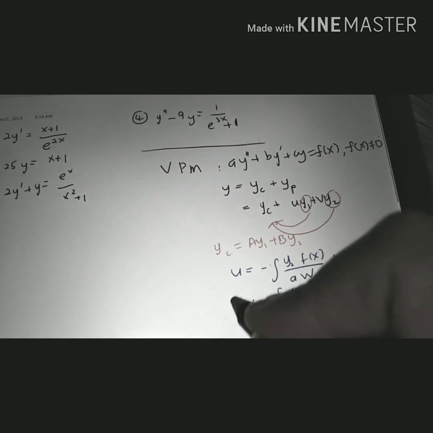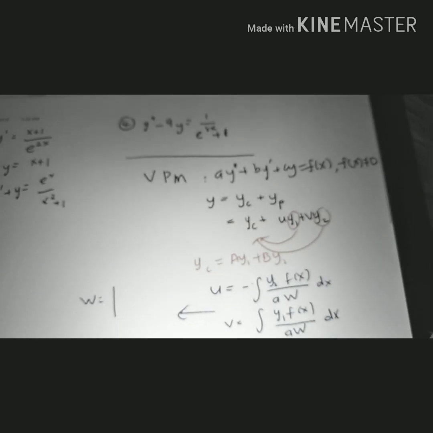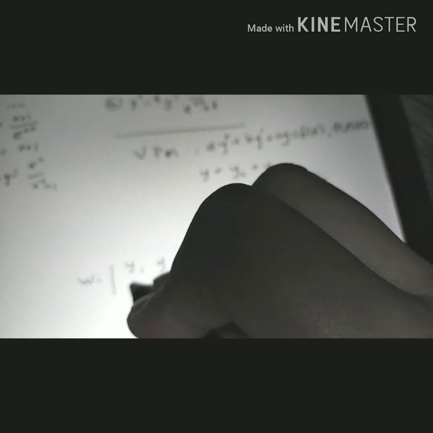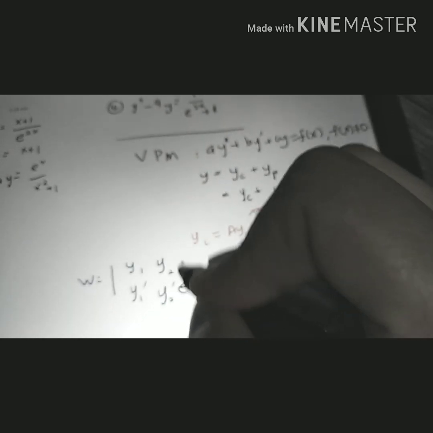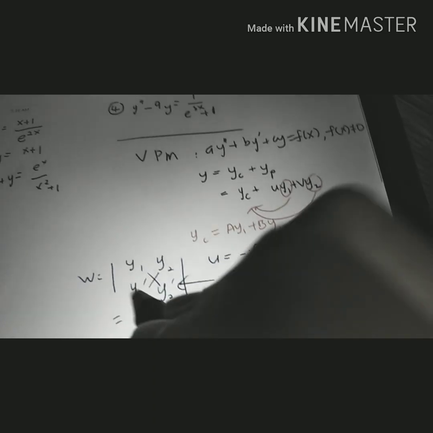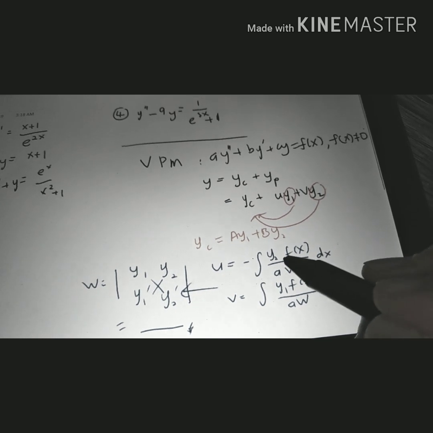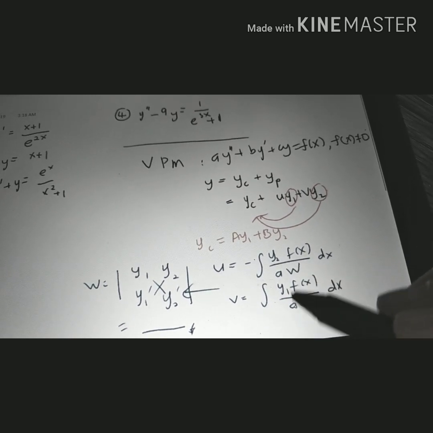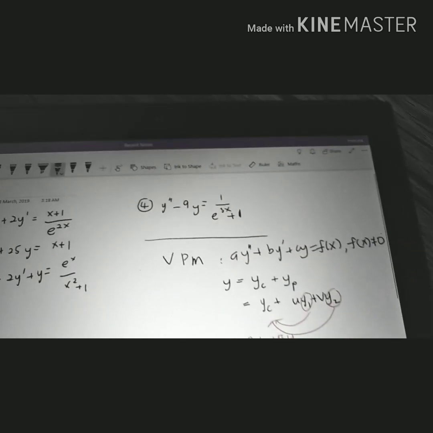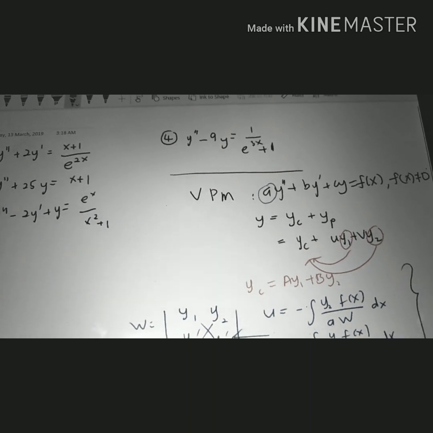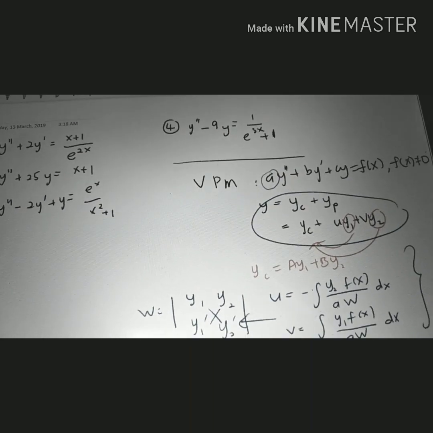This W is your Wronskian, coming from y1 and y2, the first derivative of your y1 and the first derivative of your y2. We just cross multiply, just like we want to find the determinant, right? So you get the Wronskian. After you get your Wronskian, substitute into this formula. Your a here comes from the general equation. Okay, so these are the formulas, and this is the solution of VPM.